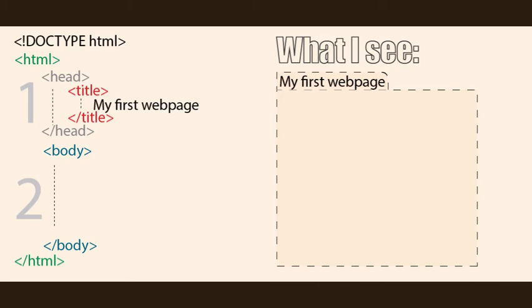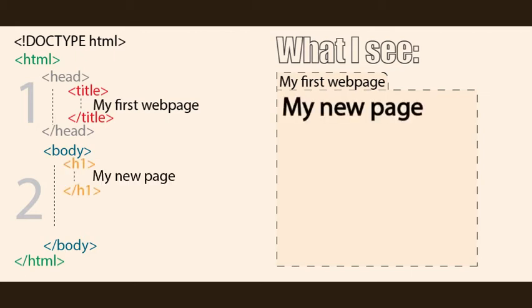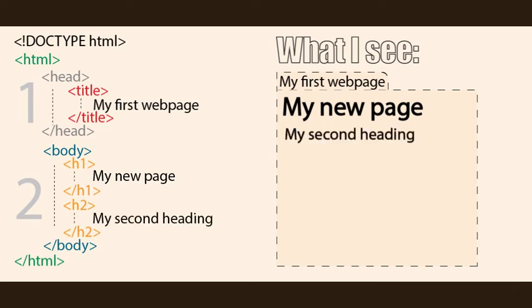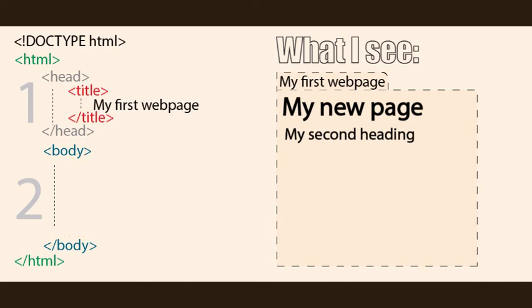Inside the body tag, I'm going to place my first heading tag, H1, and I'll write the heading My New Page. We can see what it looks like on the actual website to the right of the screen. Next, I'll write a second heading containing the words My Second Heading. As you can see, the result on the screen is that H1 is the largest text, H2 is smaller, H3 is smaller again, and so on until H6, which is the smallest heading type we can use.